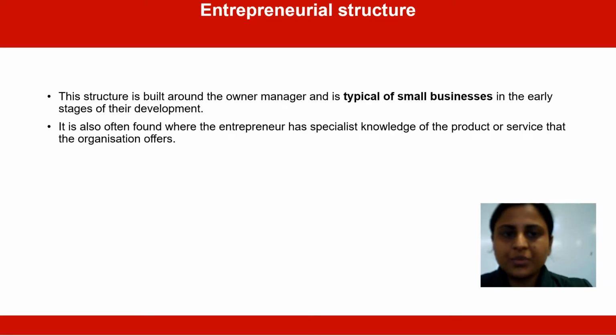Entrepreneurial structure. This structure is built around the owner and is typical of small businesses in their earlier stages of development. It is also found where the entrepreneur has specialist knowledge of the product or service that the organization offers. This kind of structure has many advantages. For example, there is only one person who is making decisions, so decisions are made very quickly. Secondly, as soon as an element of the market alters, the entrepreneur should recognize it and act quickly.